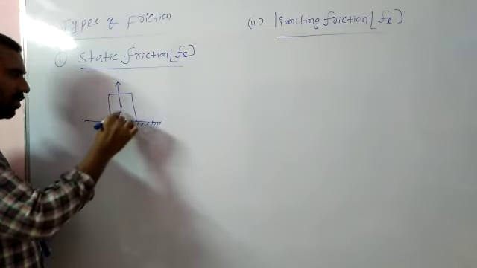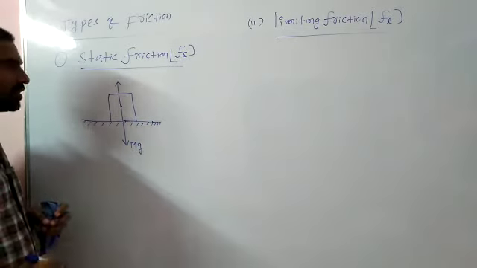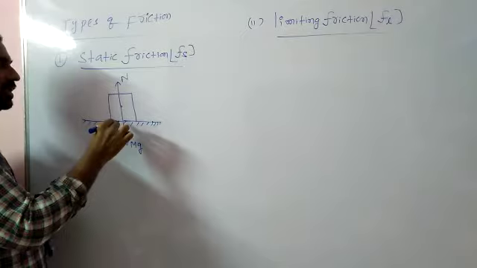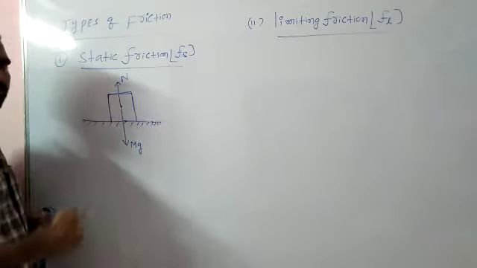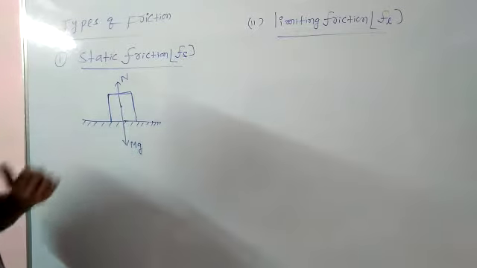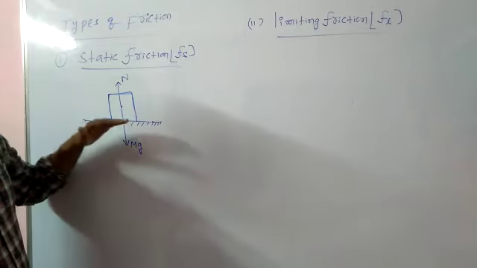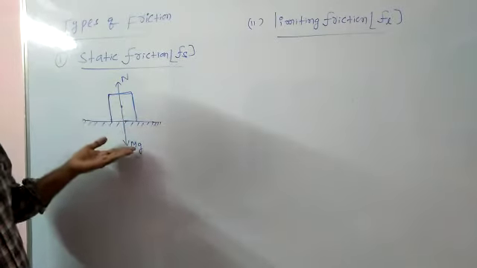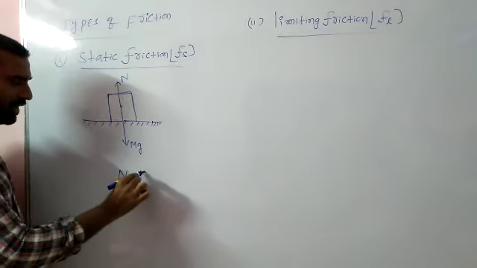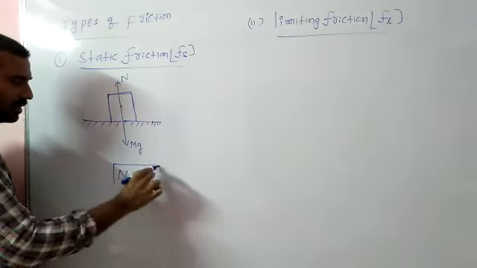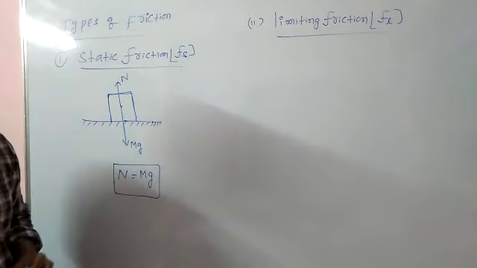Here, the block's weight mg acts vertically downwards, and a normal reaction acts vertically upwards. The weight of the block always acts vertically down, and the surface exerts a normal reaction on the block upwards. So here the normal reaction N is equal to the weight of the block, mg.